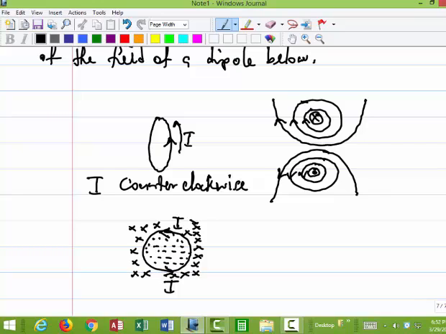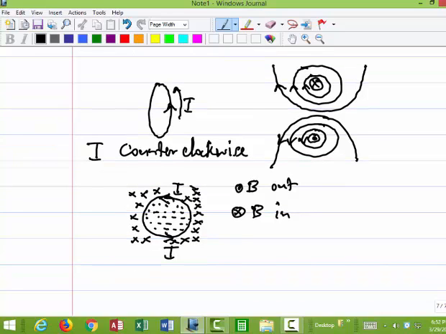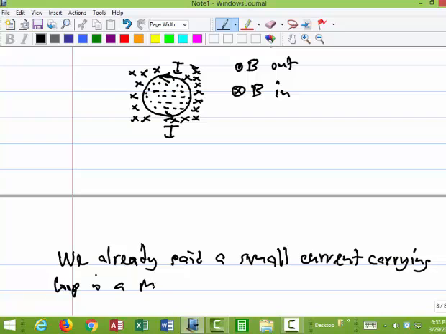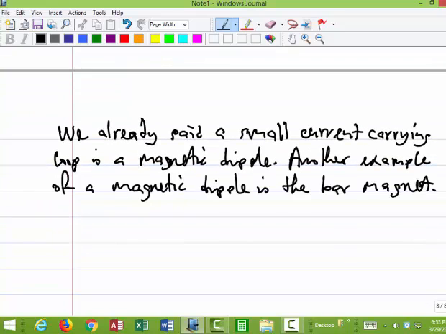Because we've already used that convention. Remember, the convention was the field is out when it's like that, and when it's this way, the field is in. That's the convention we are using. Any questions? Okay, so that's the magnetic dipole. We said a small current carrying loop is a magnetic dipole. The same thing applies to a bar magnet. Another example is the bar magnet, which is also a magnetic dipole.